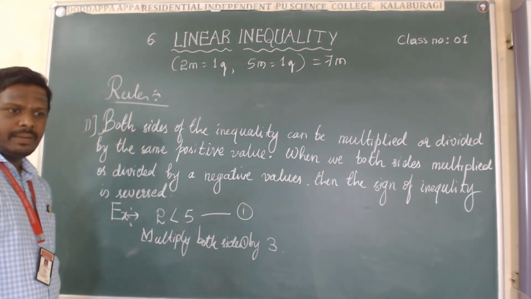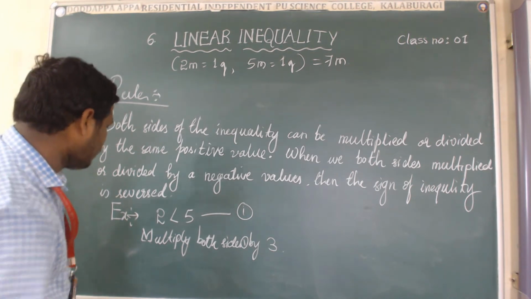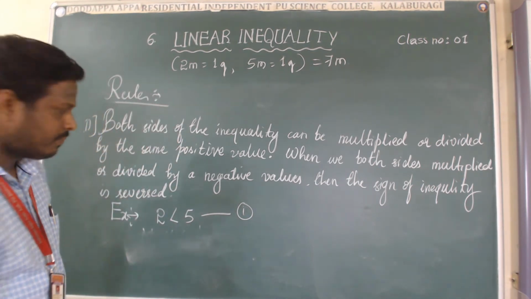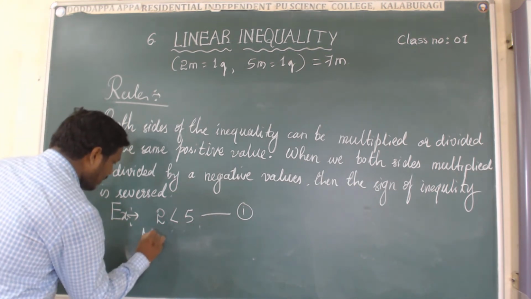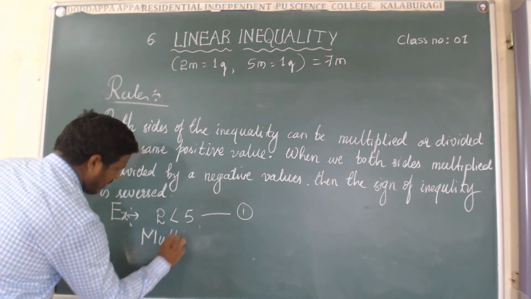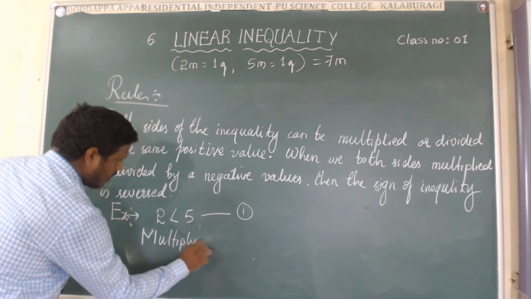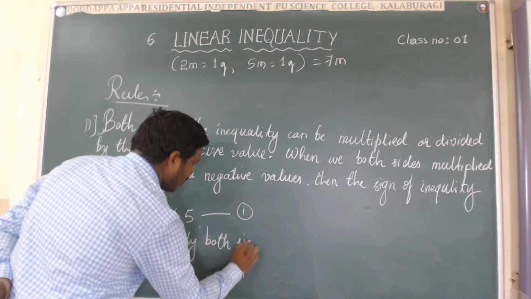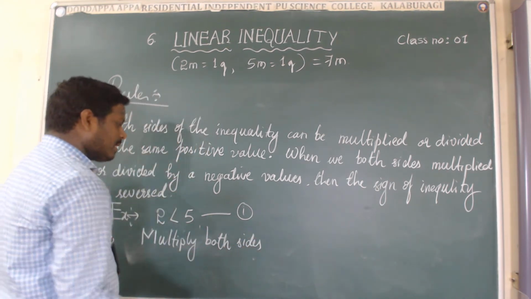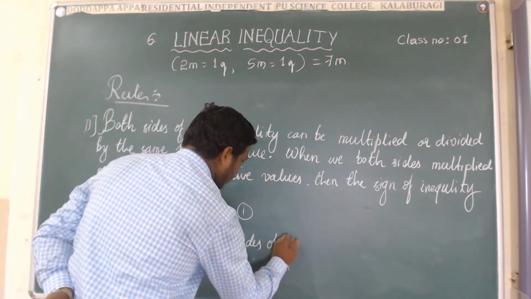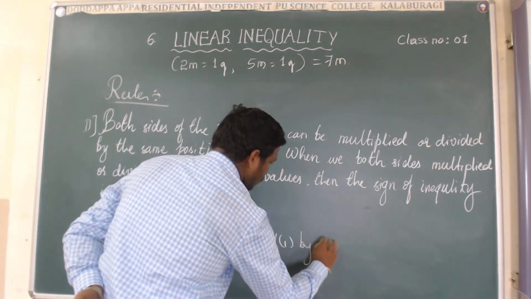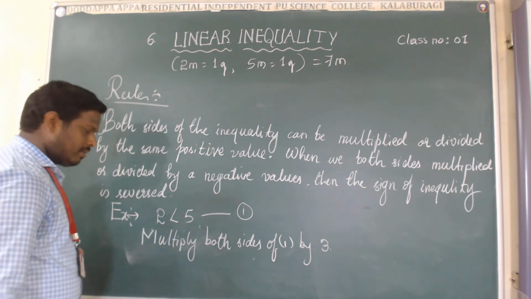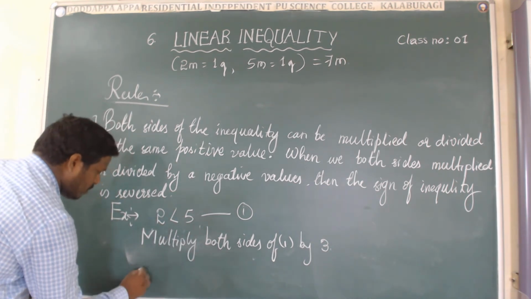Do you think it is okay? I will write one more time. Okay, don't get confused. The given statement I am calling equation 1. I am writing: multiply both sides of equation 1 by 3. Okay, multiply both sides.